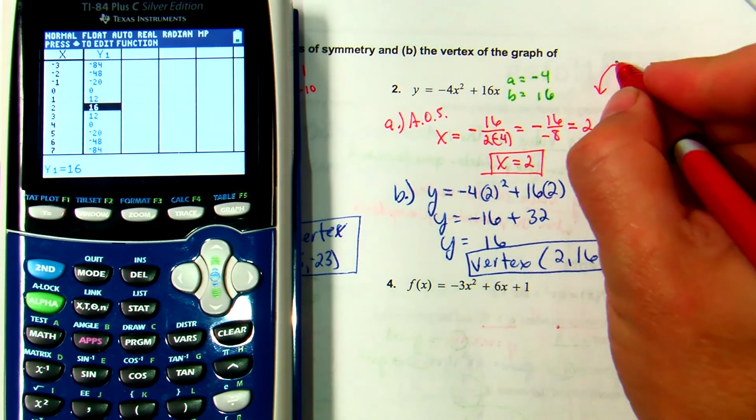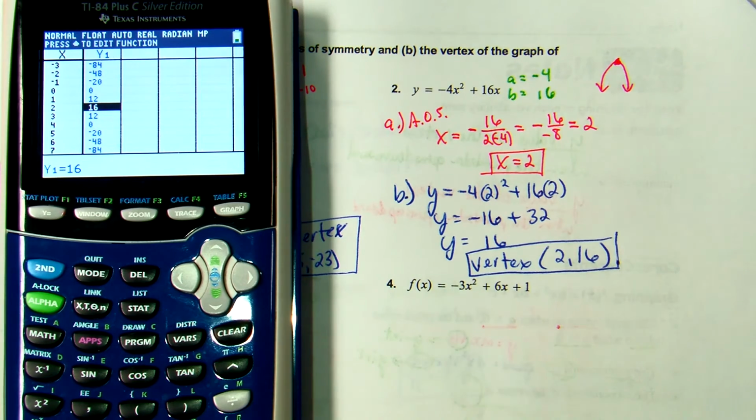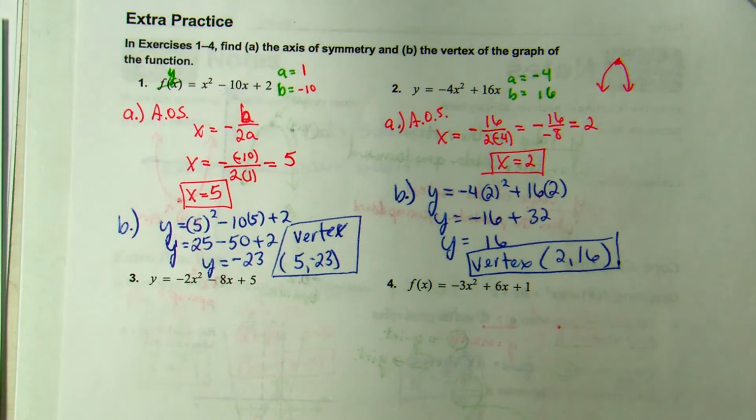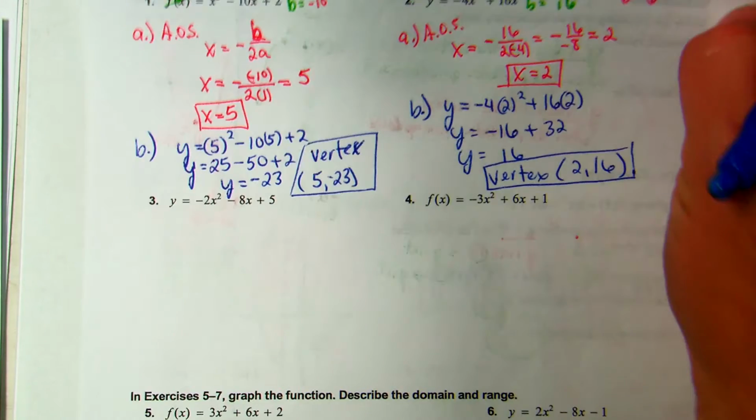So this definitely is a max at the vertex. Okay? All right, confirming that, we know our answer is correct. We can go on to number 3.